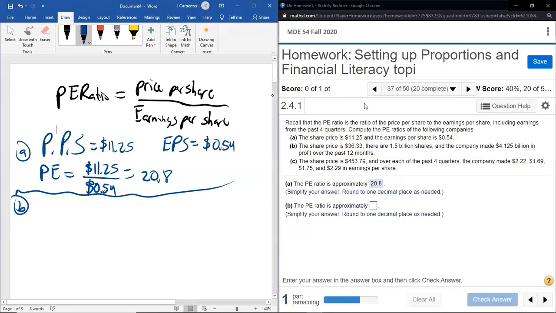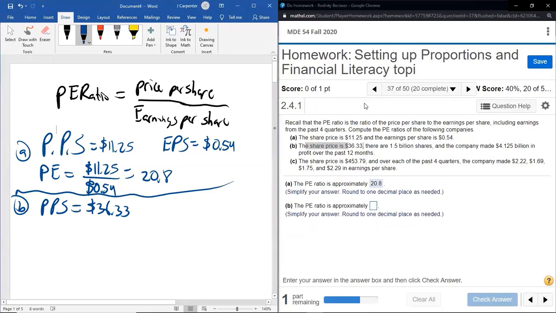What are we calculating? A PE ratio. What is this? It's the ratio, the division of price per share and earnings per share. We've got to make sure we have both of those values. Do we have the price per share? Well, yes, we actually do. The share price is $36.33. So the price per share is $36.33. But then they say there are 1.5 billion shares.